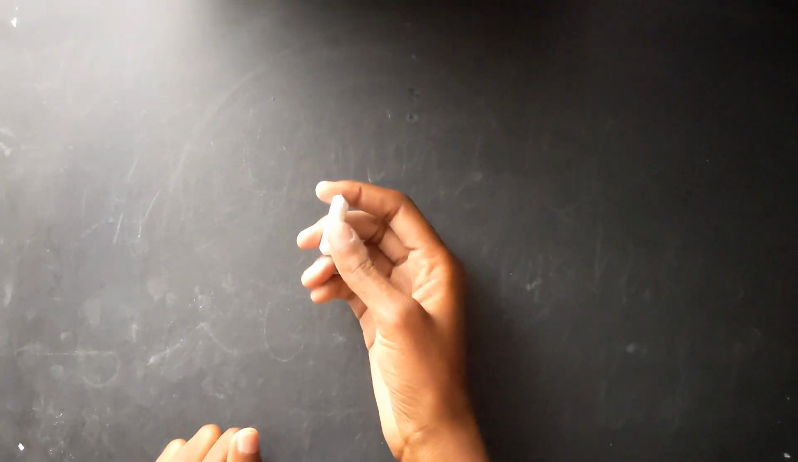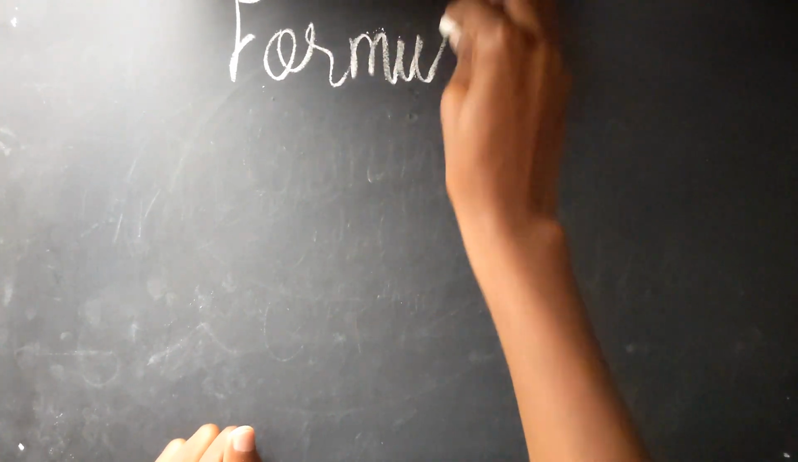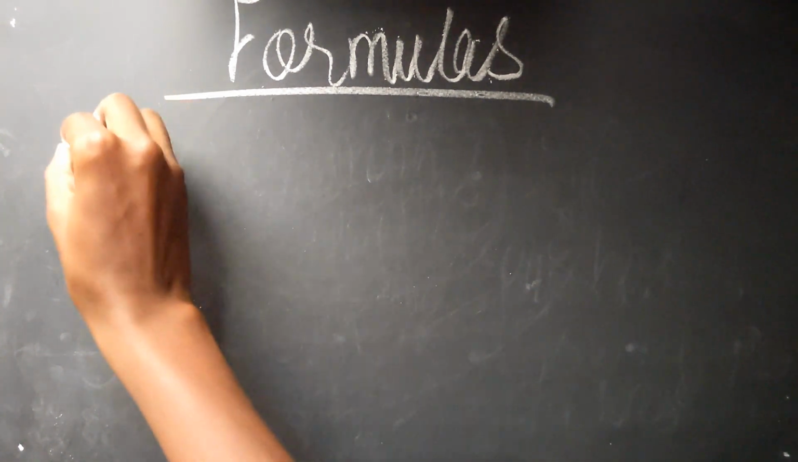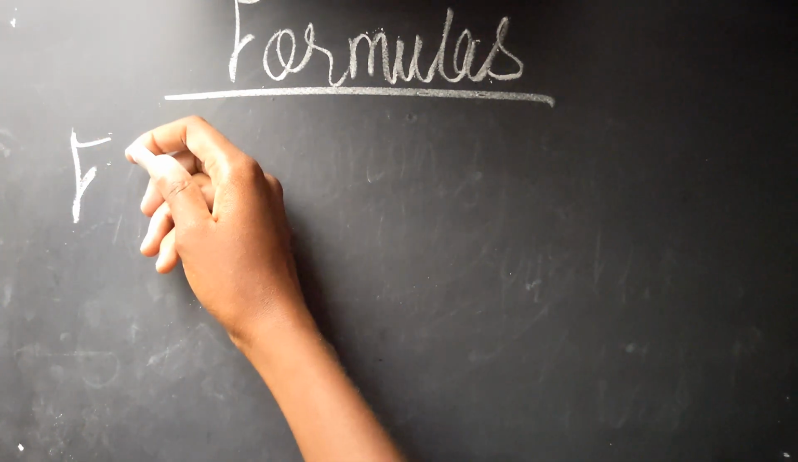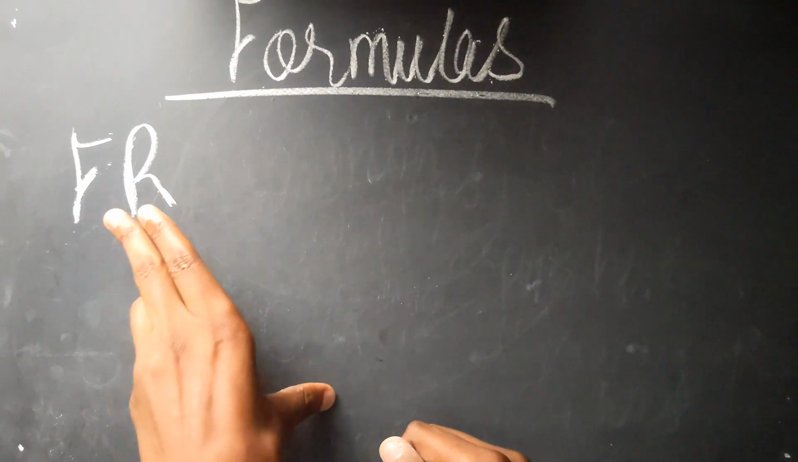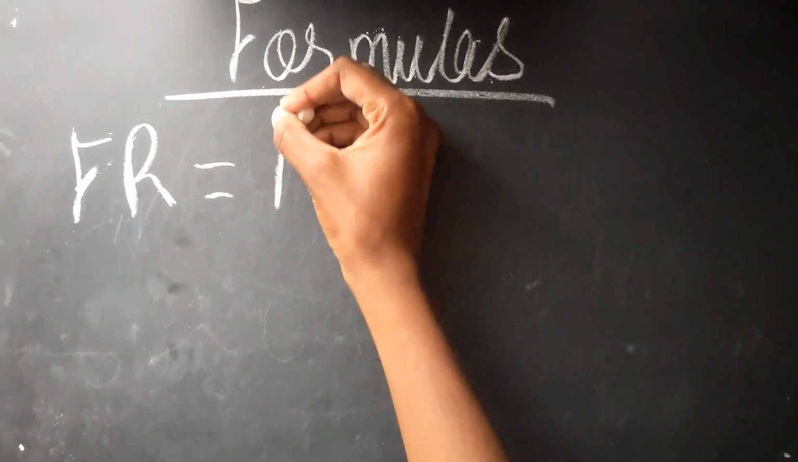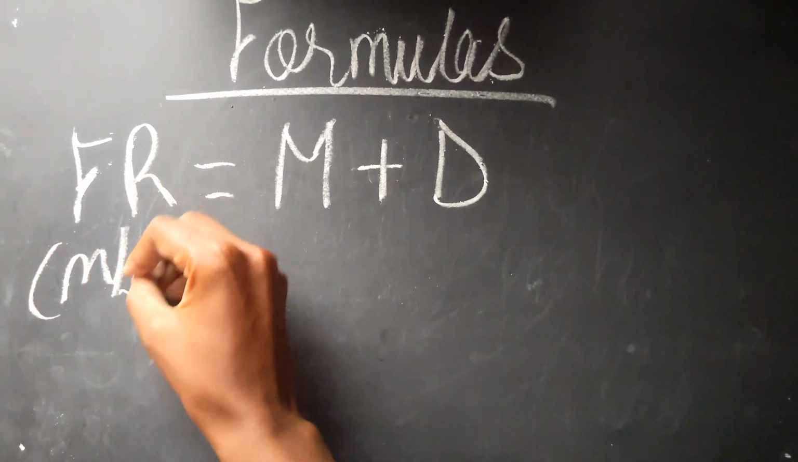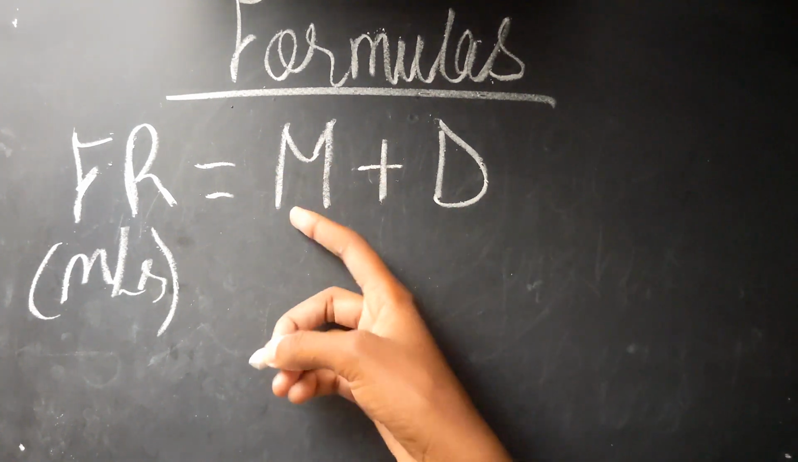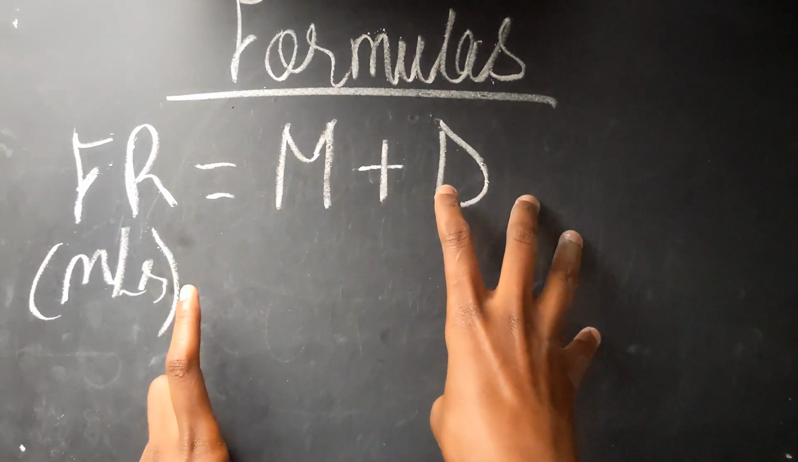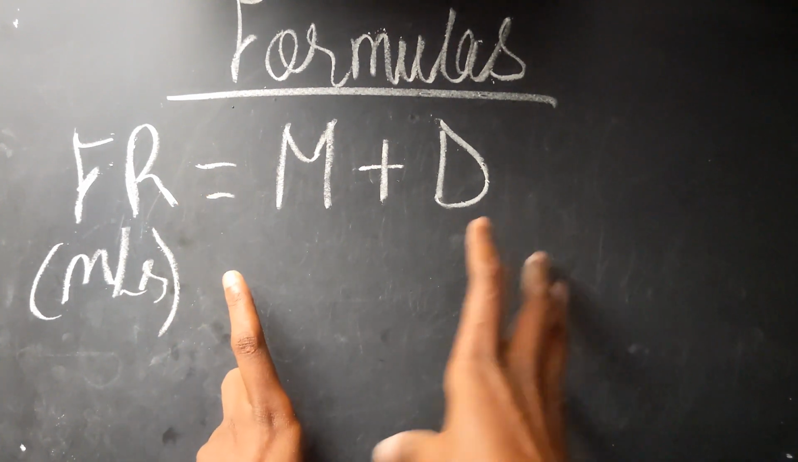So now let's look at the formulas that we use when you're handling fluids in a DKA patient. I'll be using abbreviations. So for fluid requirement, I'll use FR. Fluid requirement is equal to maintenance plus deficit, and this fluid requirement is in milliliters, and so are the rest of these. So this is the first formula that you should know, what you use to calculate the required fluid in a DKA patient.